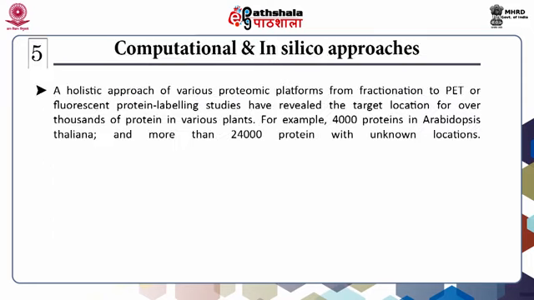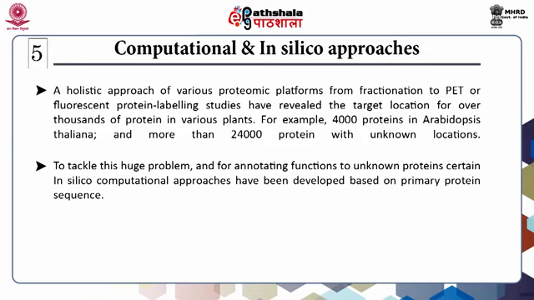A holistic approach of various proteomic platforms, from fractionation to PET or fluorescent protein labeling studies, has revealed the target location for thousands of proteins in various plants. For example, 4,000 proteins in Arabidopsis thaliana, with more than 24,000 proteins with unknown locations. To tackle this huge problem and for annotating function to these unknown proteins, certain in silico computational approaches have been developed based on primary protein sequence.